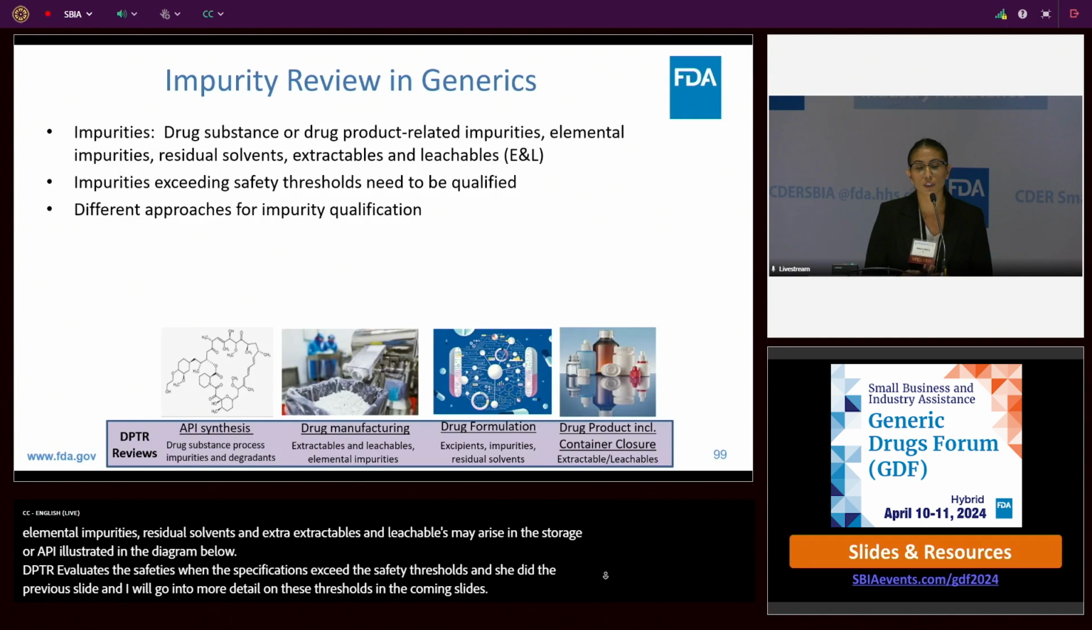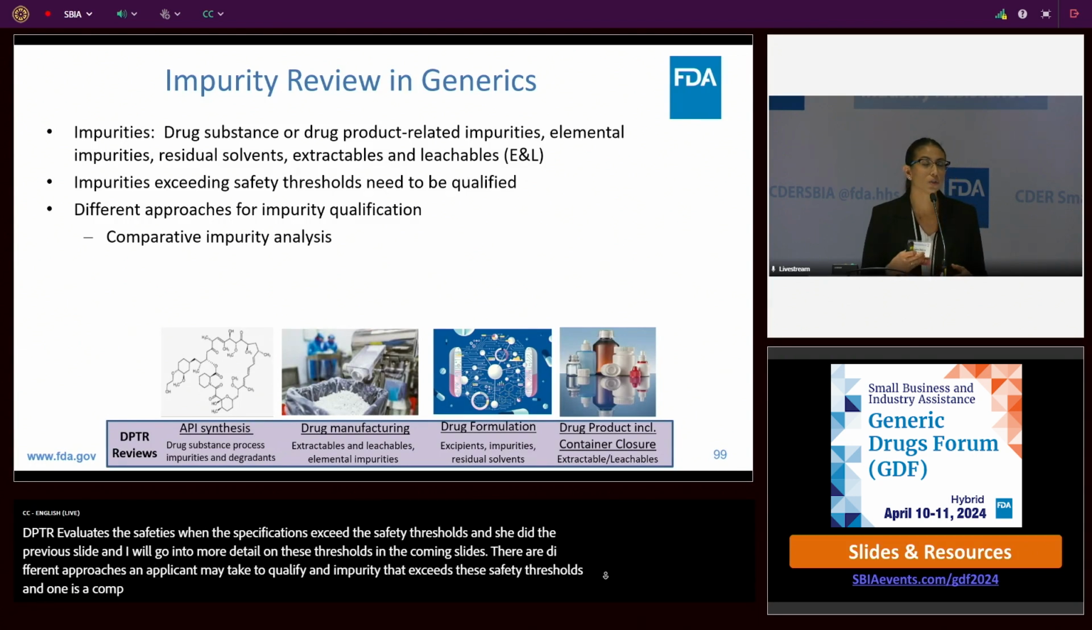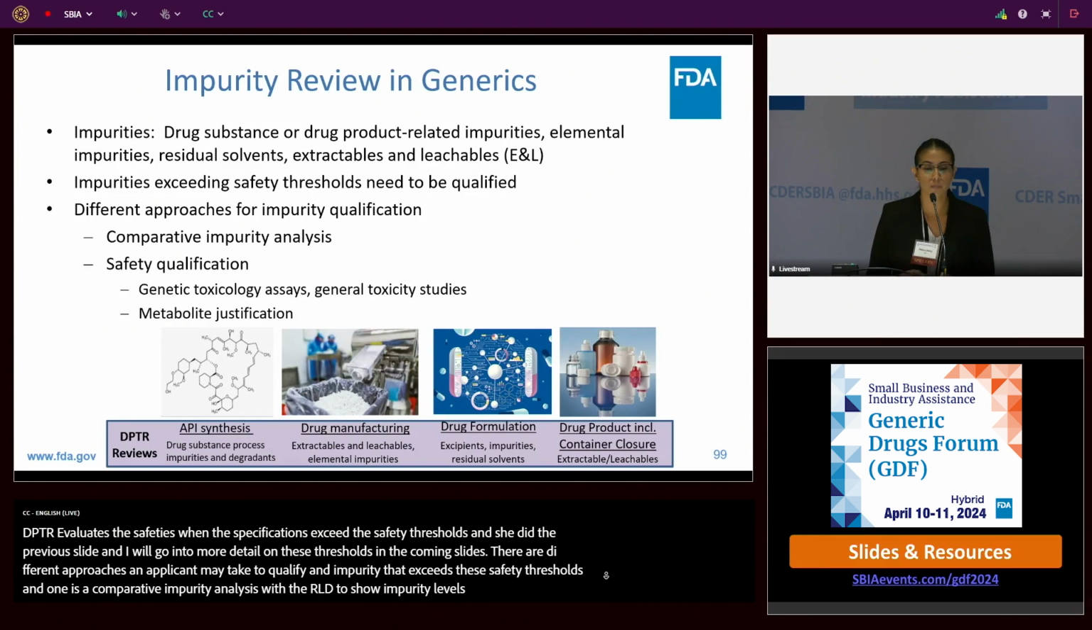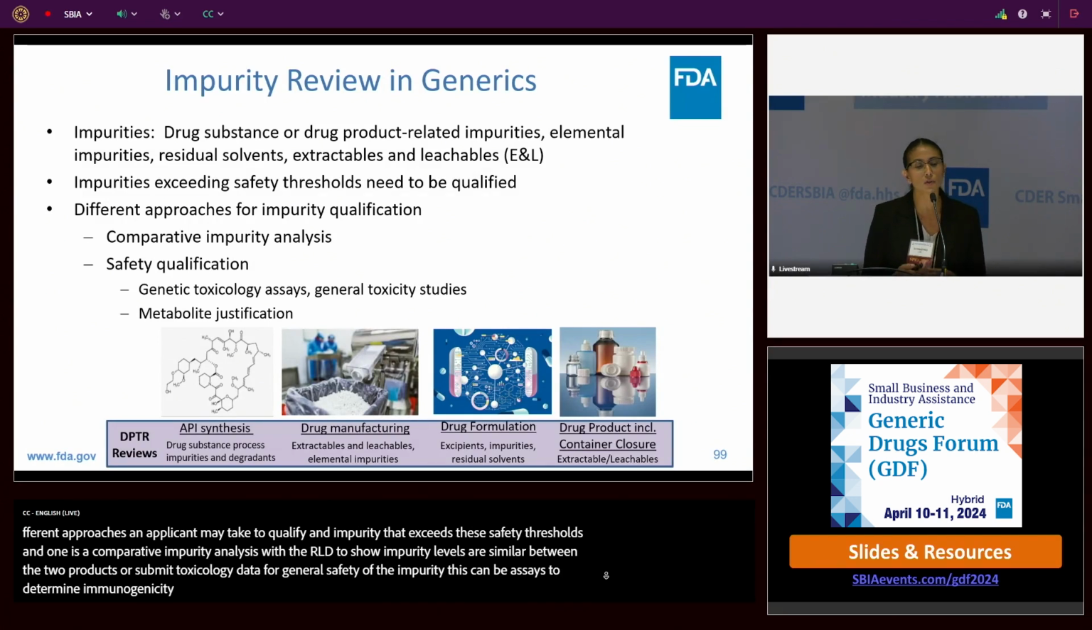And there are different approaches that an applicant may take to qualify an impurity that exceeds these allowable safety thresholds. One is a comparative impurity analysis with the RLD to show impurity levels are similar between the two products, or submit toxicology data to qualify the general safety of the impurity. This can be via genetic toxicity assays to determine mutagenicity potential or general toxicity studies. And also an applicant may qualify an impurity as a metabolite.